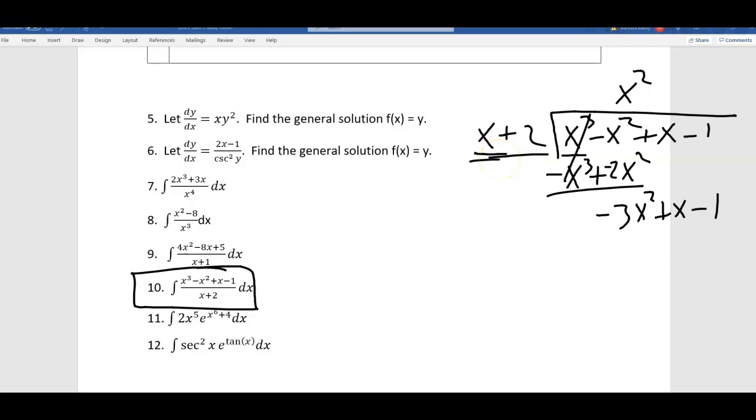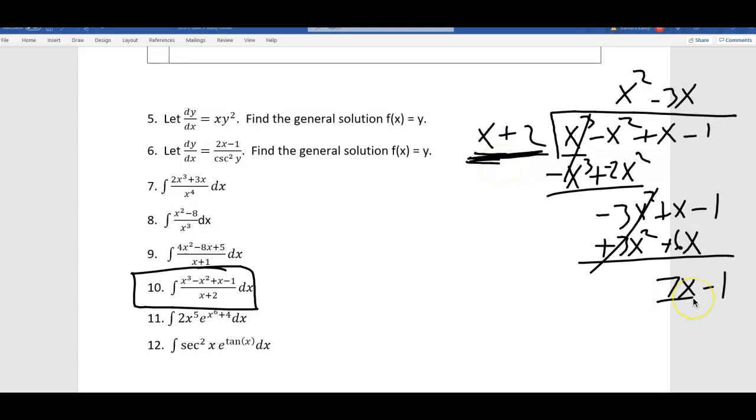Now I'm going to multiply x by negative 3x to get this. So that's going to go on top, negative 3x, and multiply that by both of those. Get negative 3x squared minus 6x. Change the signs. Finally, x goes into 7x 7 times, so I'm going to put 7 up here. And then I'm going to distribute that in, and I get 7x plus 14. And then we change the signs. That goes away, and I'm left with negative 15.